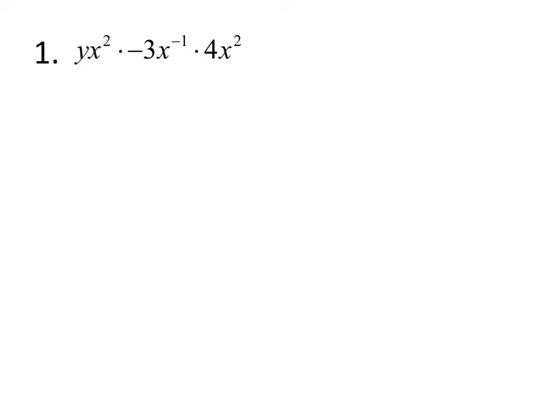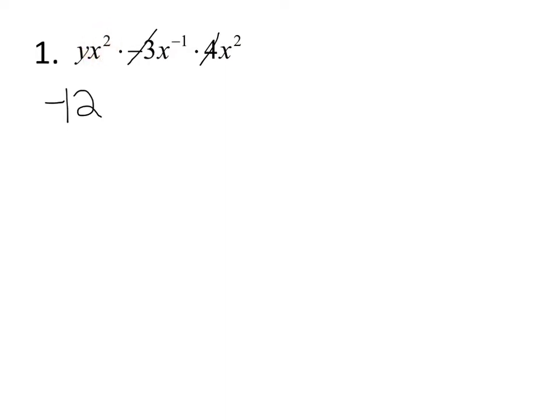Okay, so I have one negative exponent right here, but first I'm just going to go ahead and combine my like bases. I've got x squared here, x to the negative first, and x squared here. So I can combine those. But I'm going to do negative 3 and 4 first. So negative 3 times 4 is negative 12. You can cross those out. We dealt with those. Now let's do our x's.